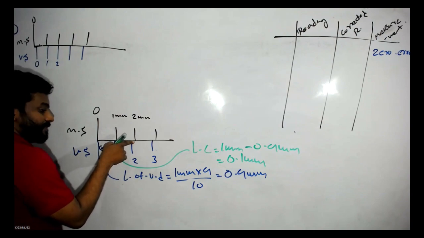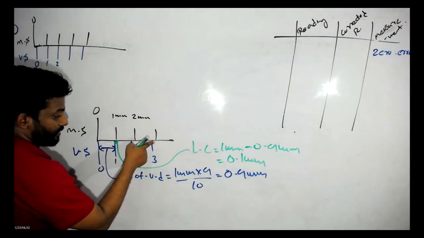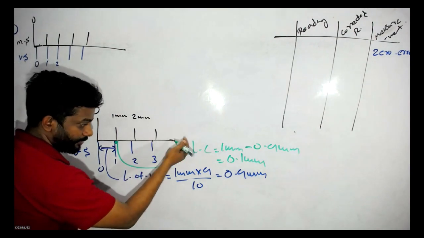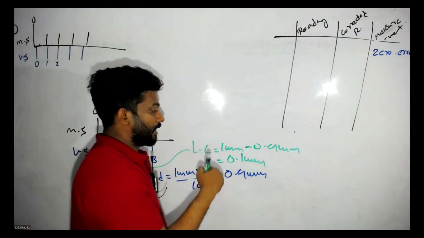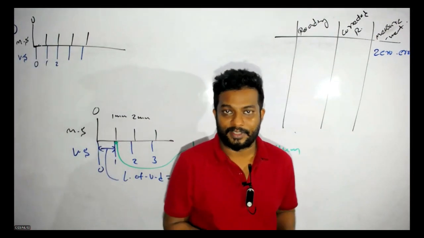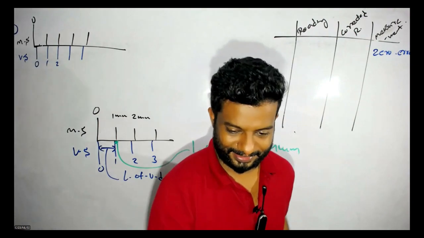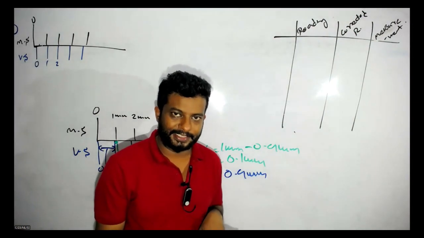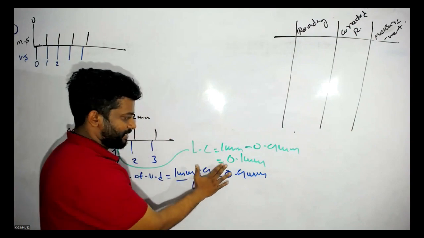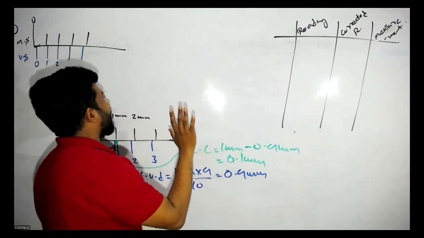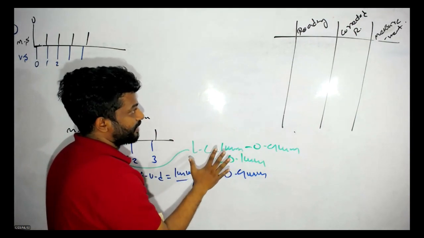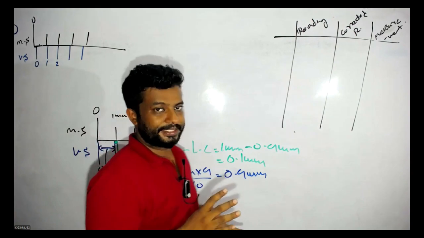The second gap is 0.2 millimeter. This one is 0.3 millimeter, right? Now you have found the least count of the scale. Least count is 0.1 millimeter. Then you can find the given readings, right? Let's see the first diagram.